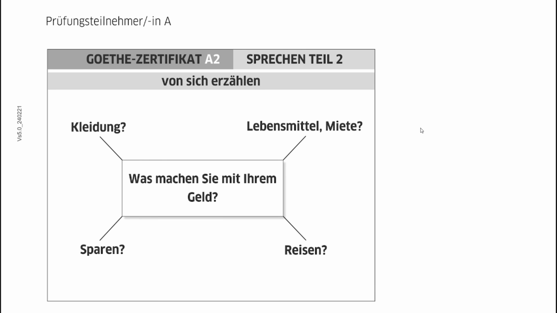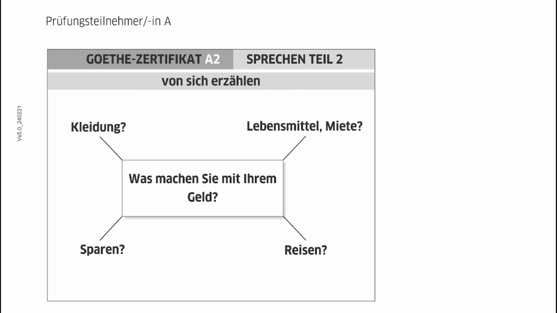So suppose that you get this card where it is written, "Was machen Sie mit Ihrem Geld?" What do you do with your money? And then they have some keywords: Kleidung, which means clothes, Lebensmittel, Miete, which means grocery or rent, Reisen, which means traveling, Sparen, which means saving. So you have to make sentences in which you answer these questions.